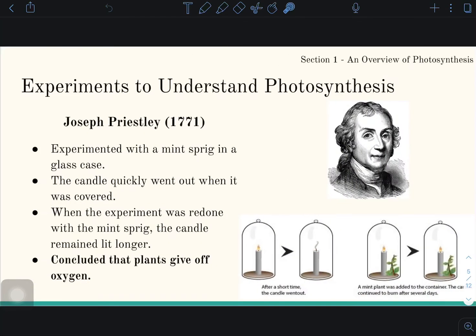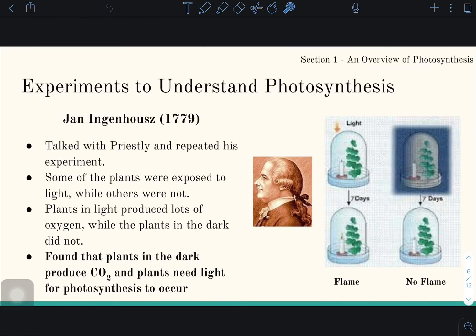Then in 1779, so 8 years later, there's a guy named Jan Ingenhousz. He basically repeated Priestley's experiment, but he did something a little bit different. Some of the plants were exposed to the light, while some of them were not. Okay, so mint sprig in a candle, mint sprig in a candle. One was in the light, one was in darkness. And then he did this for 7 days.